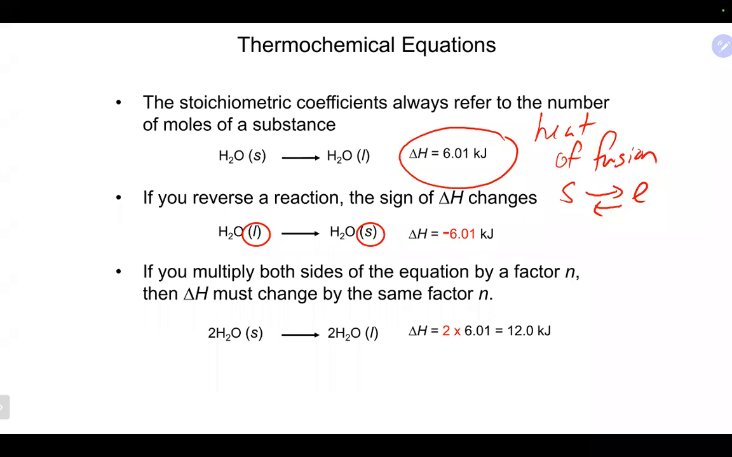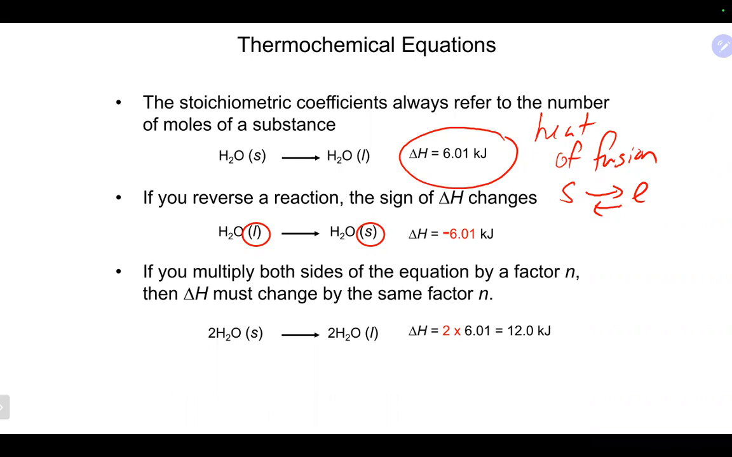Another very common process when we use these equations and delta H values is that maybe we don't need one water, but we need two waters. So there are times where you might need to take an equation like the top equation and multiply the entire equation by a common number. If you find yourself needing to multiply an equation by a common number, for the delta H you also multiply it by the same number. The way you adjust the delta H value is to multiply it by that common number.